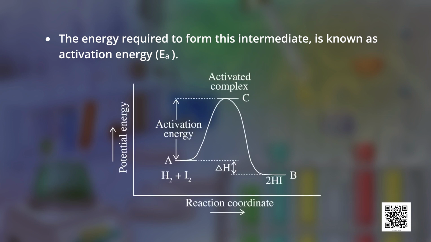If we plot the potential energy of the molecules versus the reaction coordinate, we get a curved shape. The peak of the curve is the transition or the intermediate state, which is also known as activated complex. The energy required by the reactant molecules to form this intermediate, called activated complex, is known as activation energy, or in other words, this is the minimum energy required to cause the reaction.